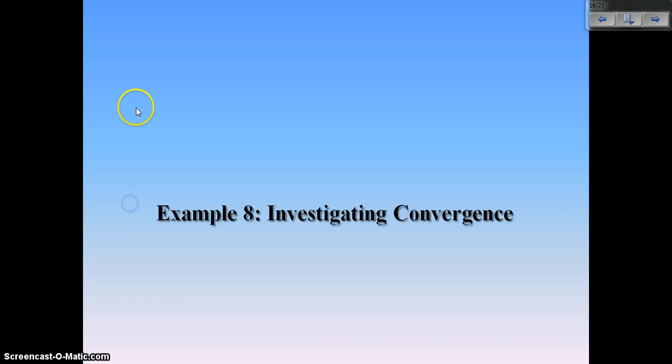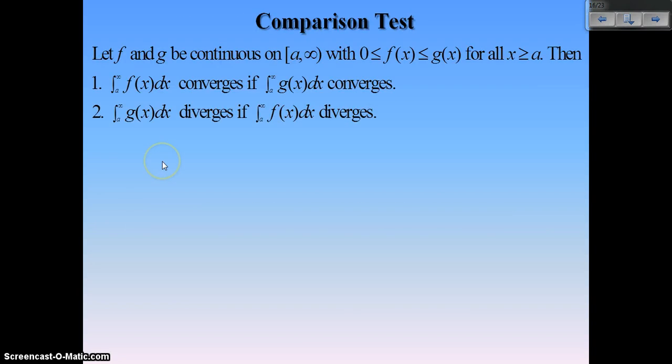On the other hand, g will diverge if f diverges. So if f diverges and goes to infinity, and g is above it, then it also has to diverge and go to infinity. Now, what would be the purpose? Well, if you have a very complex, nasty integral and you're not sure about convergence or divergence, if you can somehow compare it to another integral that's similar, and we can show one of these two things, then we can determine convergence or divergence.